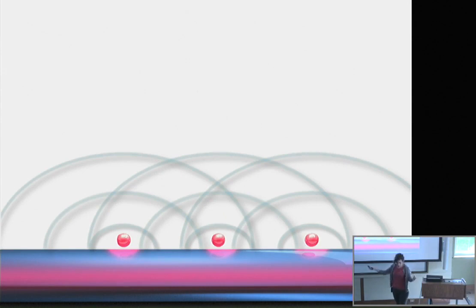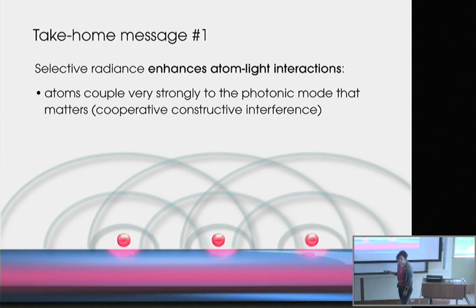So when atoms are far away from each other, they do not interact. They emit photons at a single atom rate. But when they are close to each other, the photons can interfere. And in particular, this interference can be destructive, which means that the atoms can become subradiant, and they hide from free space. So this is good, because the idea of selective radiance is to combine the best of both worlds of subradiance and superradiance.